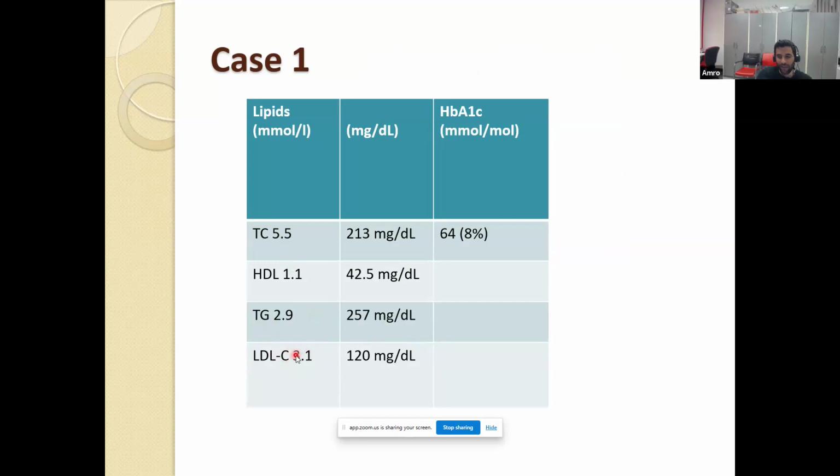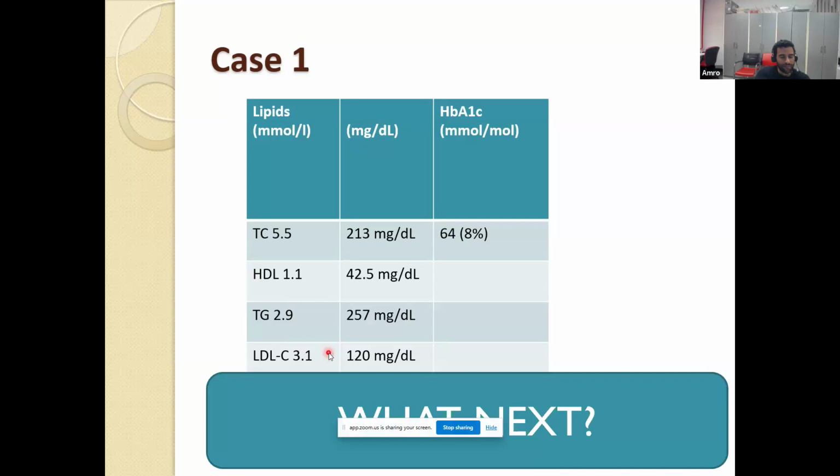We want to knock his LDL cholesterol out. We really want that as low as possible. NICE guidelines say 2, but we don't follow NICE guidelines. We follow European guidelines. We want it below 1.4 millimoles per liter. So what are we going to offer him, bearing in mind he's on atorvastatin 40 and ezetimibe 10?